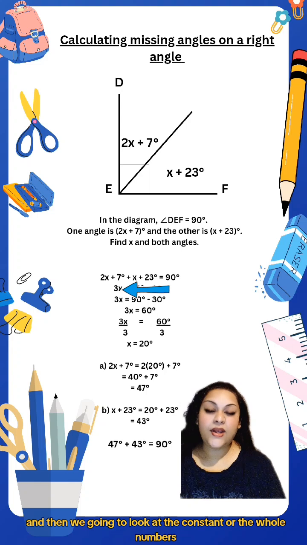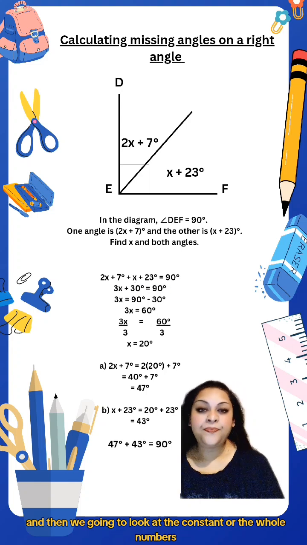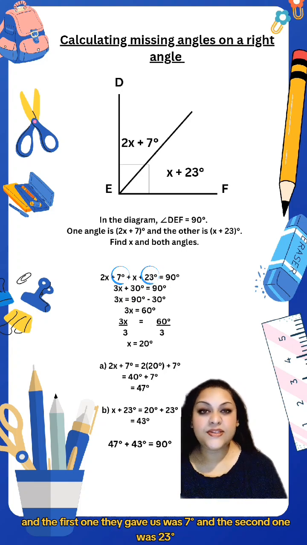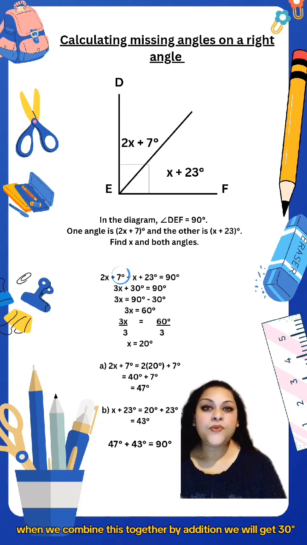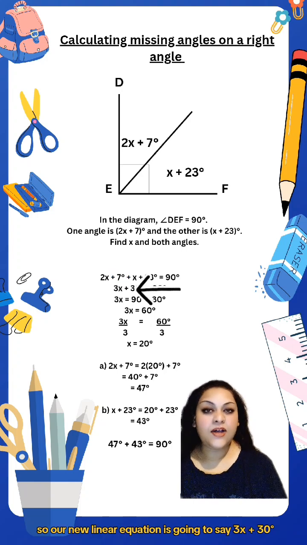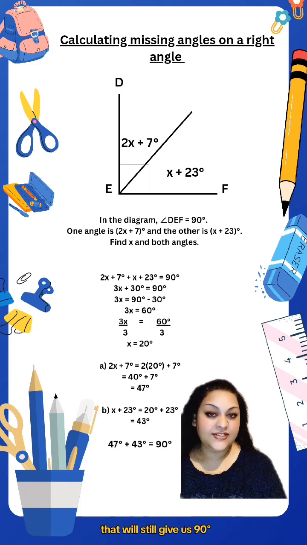And then we're going to look at the constants or the whole numbers. The first one they gave us was 7 degrees and the second one was 23 degrees. When we combine these together by addition, we will get 30 degrees. So our new linear equation is going to say 3x plus 30 degrees. That will still give us 90 degrees.